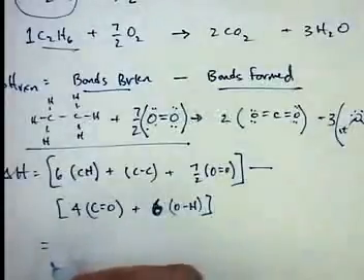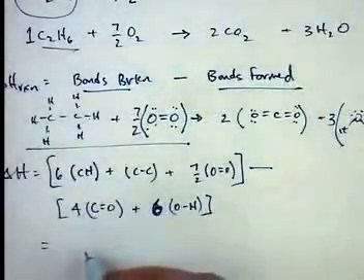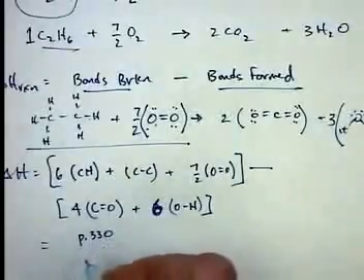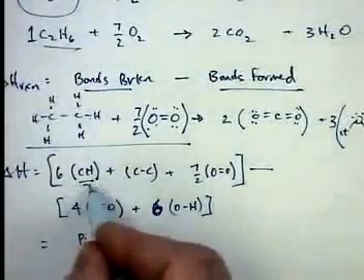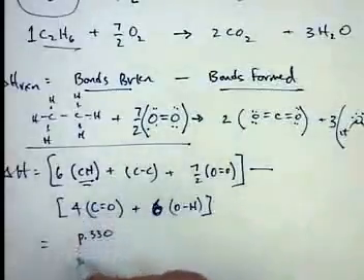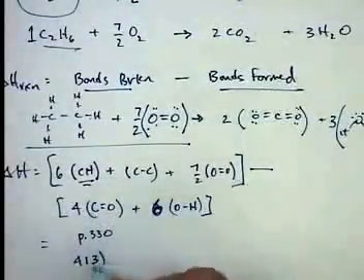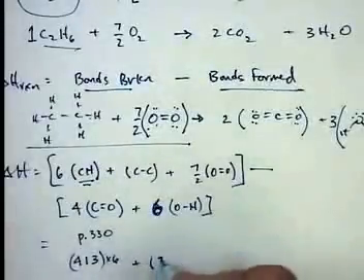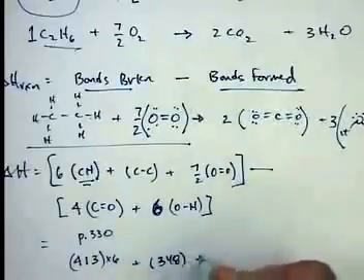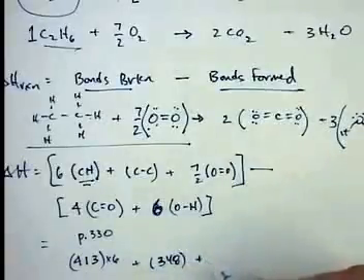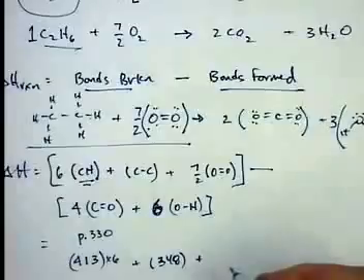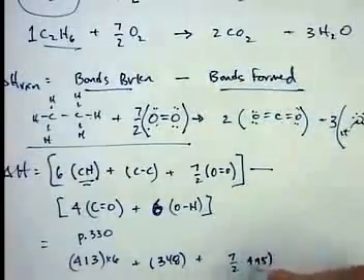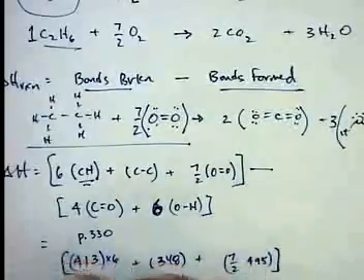Now, if I look up each one of these in the textbook, and you can look them up on page 330 in the 10th edition, you'll be able to find out what the value is for a carbon-hydrogen bond, 413, a carbon-carbon single bond, 348, an oxygen-oxygen double bond, which is 495. These are our bonds that are broken.